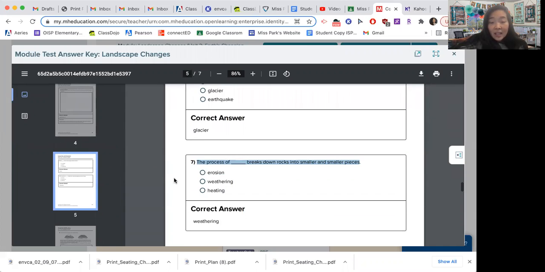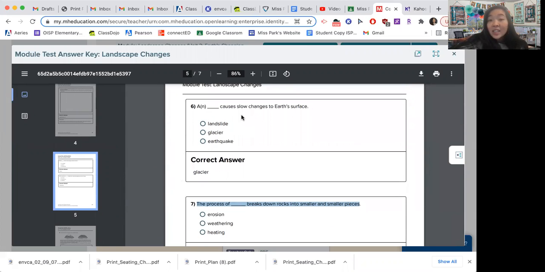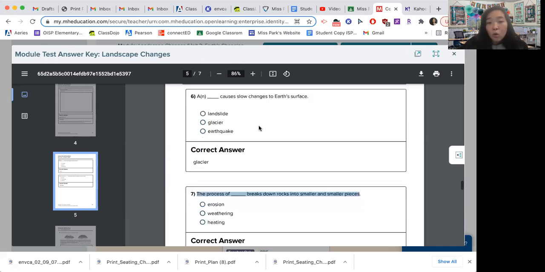Okay, and then the last 2 questions. Number 4, a glacier causes slow change to Earth's surface. Remember, glaciers slowly melt, they slowly move away. And so those cause different changes, whereas a landslide is a quick change. A landslide, all of a sudden, the rocks fall. An earthquake is a quick change. An earthquake, all of a sudden, the earth starts to shake. Those are quick things. A slow change would be glaciers, like the ice melting over time.